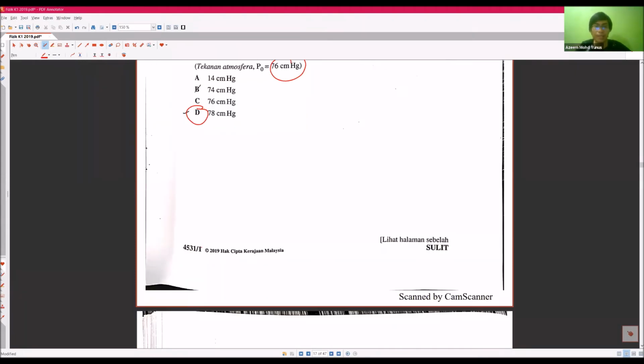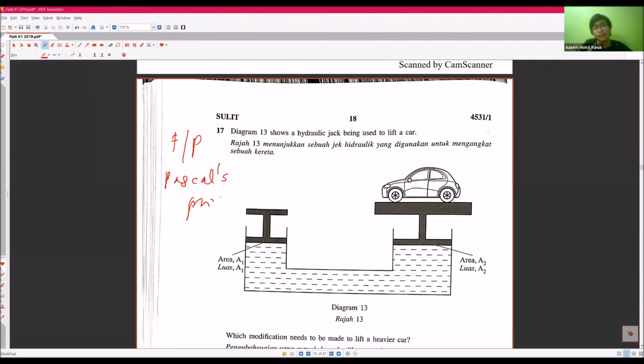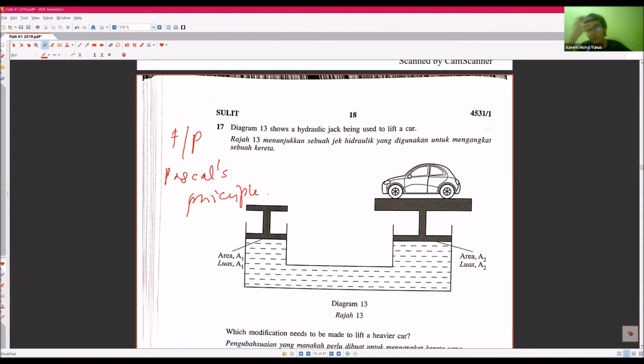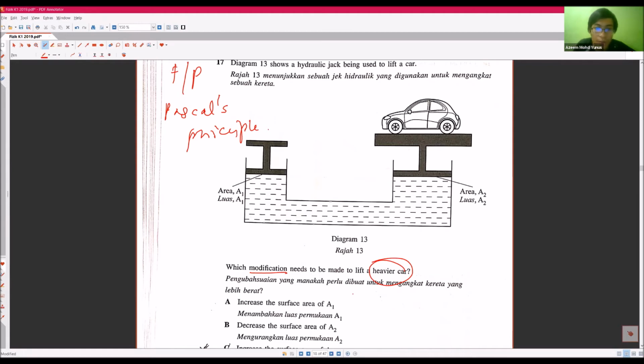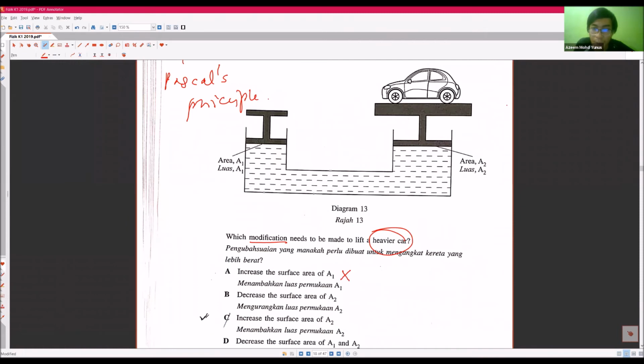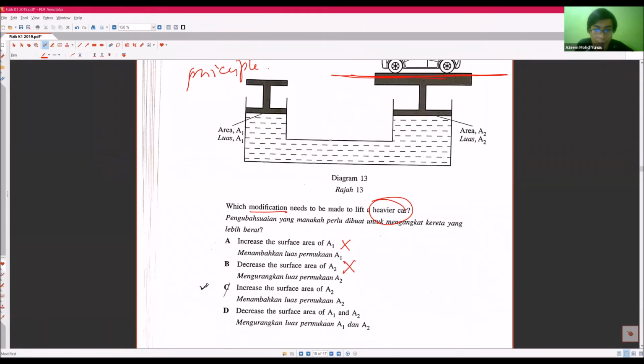Number 17, Pascal Principle. Okay, diagram 13 shows a hydraulic jack being used to lift a car. Typical application of Pascal Principle. Which modification needs to be made to lift a heavier car? Increase surface area A1, no. We need to actually increase surface area A2. Decrease surface area A2, no. Increase surface area A2, yes. Decrease both surface areas, no. So the answer is C.